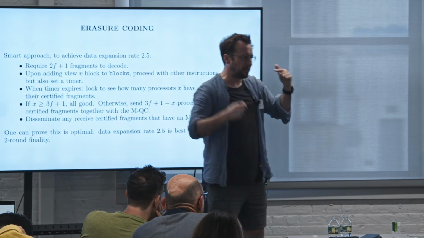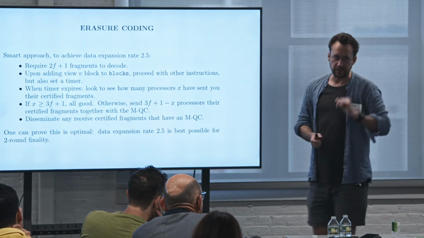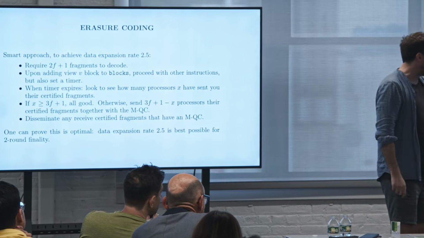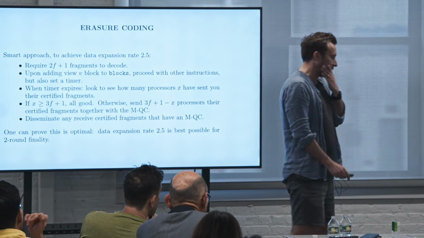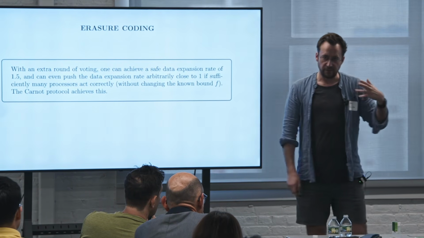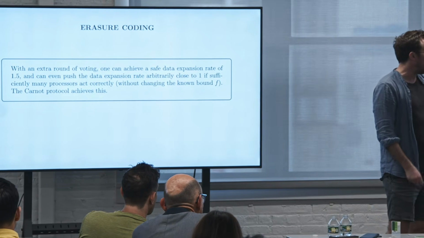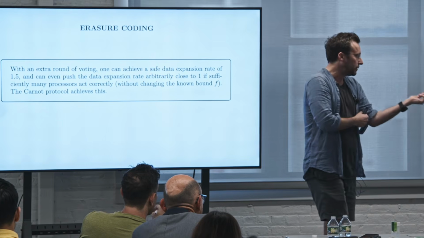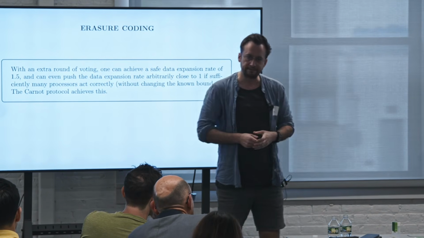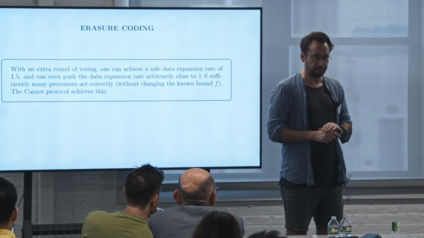If you're thinking through carefully, it's important that it's small because this will increase the timeouts we need in each view, but it's going to be a small increase. So as I said before, we can prove this is optimal: data expansion rate 2.5 is best possible for 2-round finality. On the other hand, if you are happy to have an extra round of voting, 3-round finality, then you can achieve a safe data expansion rate of 1.5, and you can even push the data expansion rate arbitrarily close to 1 if sufficiently many processors act correctly, if your actual number of faulty processors ends up being less than your known bound F. There's a Cardo protocol we've written down recently which achieves that.